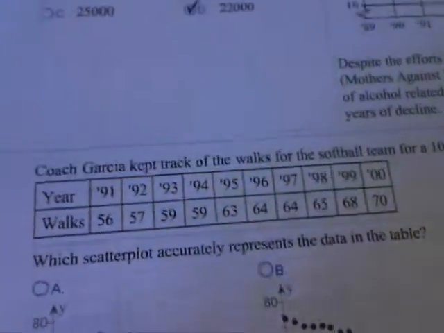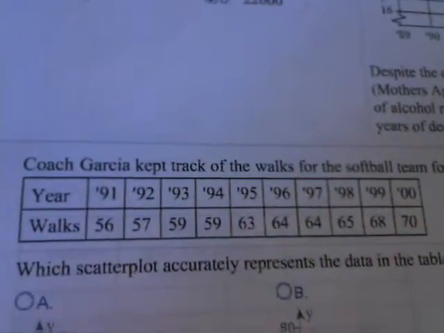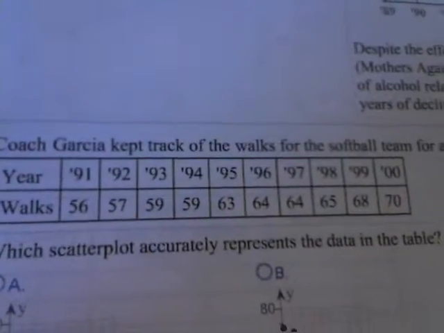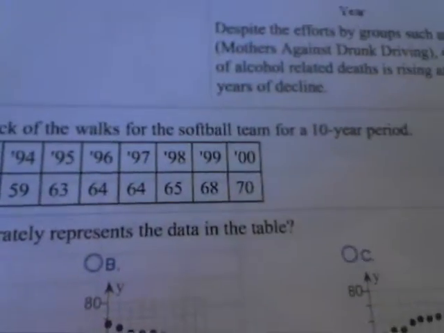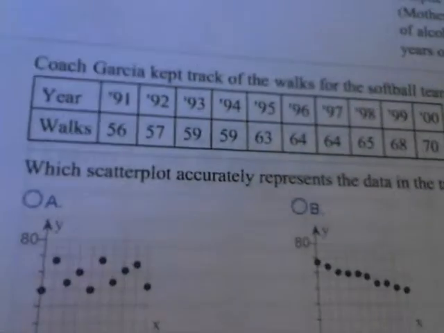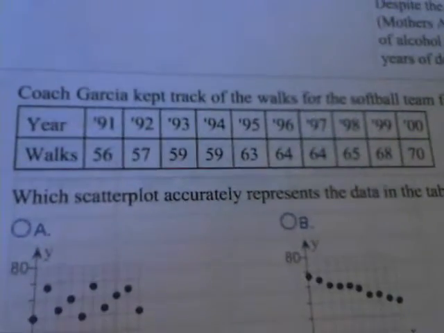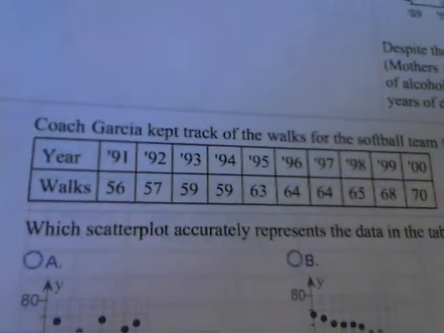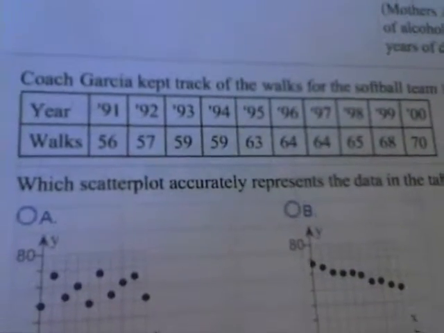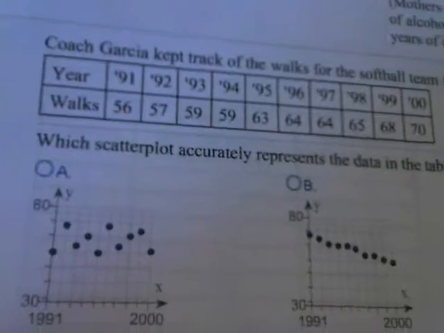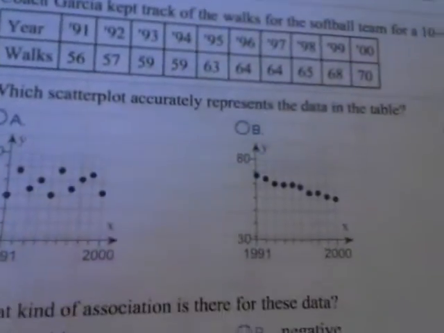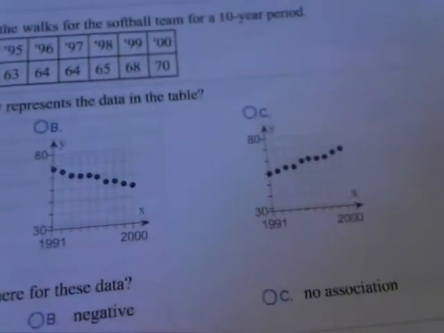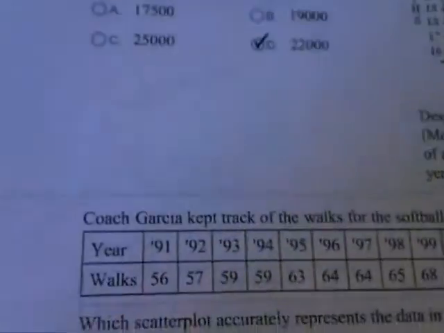All right, number 2, here we have Coach Garcia kept track of the walks for the softball team for a 10-year period. And here's the chart that we have. The year is going across and the walks are listed underneath that. And here you want to find out which scatter plot represents the data in the table. Which scatter plot represents the data in that table.